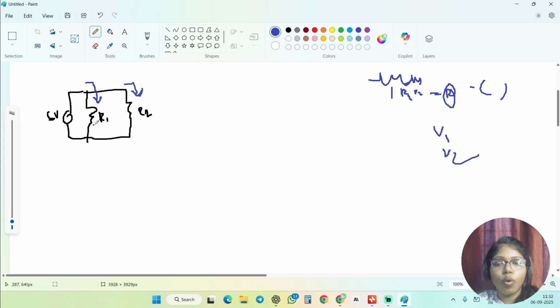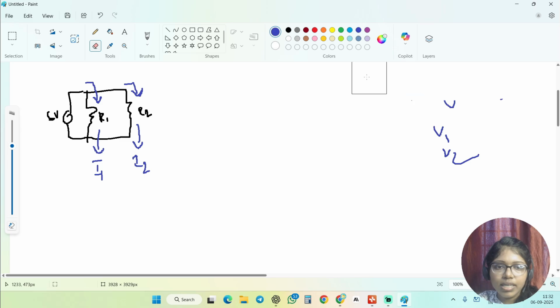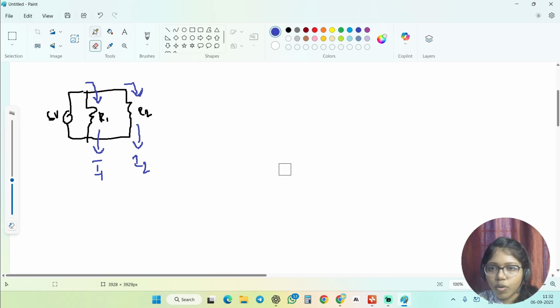In the same scenario here, what is the current which flows through this R1? That is considered as I1. What is the current which flows through this R2? That is considered as I2. That is all cool, but how can you easily find these values? Here I'm just taking Ohm's law, that means V equals IR. Here the voltage remains the same, but the current varies depending on the resistor.